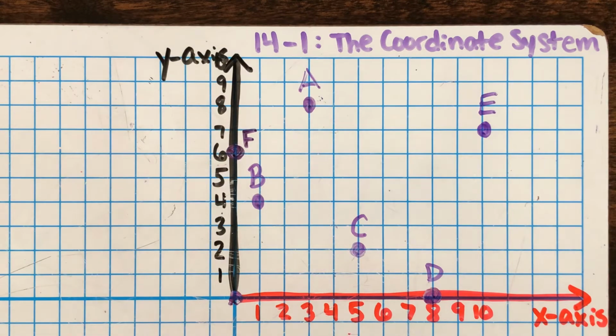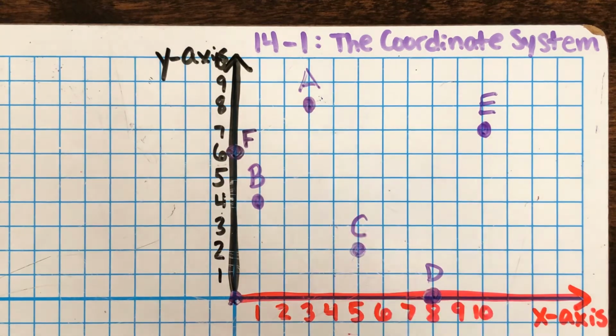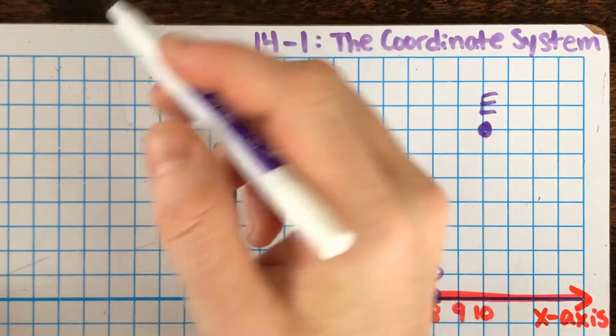Okay, so let's start with A. We're trying to figure out what the ordered pair is for A. Basically, what is the X and the Y axis that go with, or X coordinate and Y coordinate that go with A. So let's write it over here.